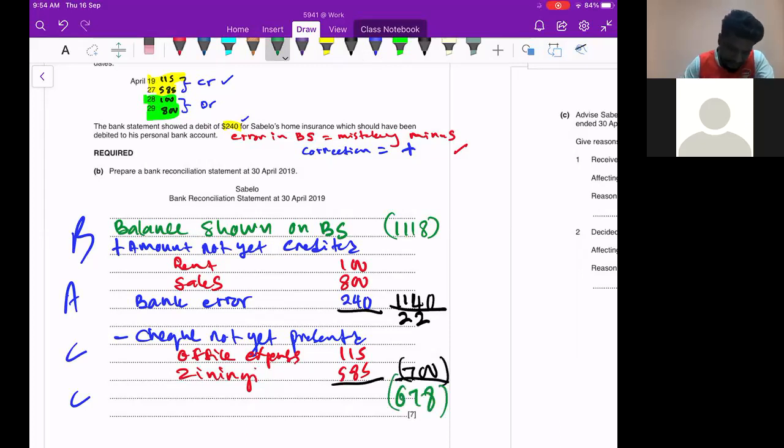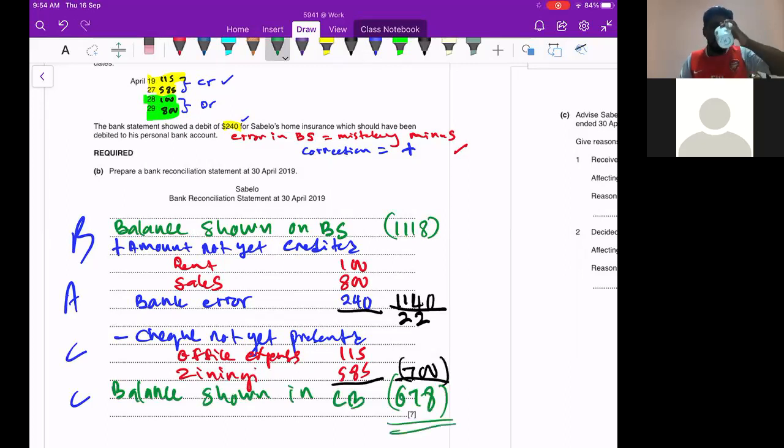So this one I call balance shown in cash book. Exam no short form. Easy? Easy. The next one.